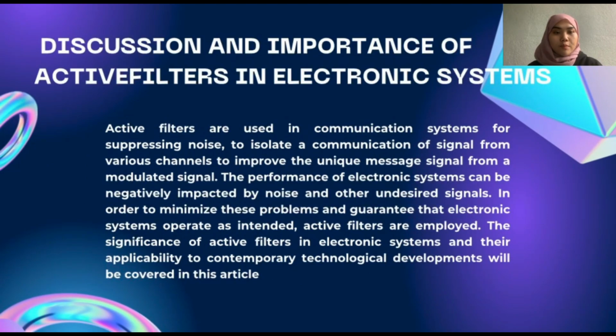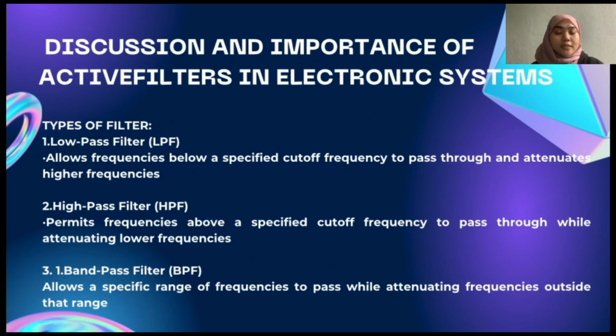Next is the discussion and importance of active filters in electronic systems. Active filters are used in communication systems for suppressing noise to isolate a communication signal from various channels, to improve the unique message signal from a modulated signal. The performance of electronic systems can be negatively impacted by noise and other undesired signals. In order to minimize this problem and guarantee that electronic systems operate as intended, active filters are employed. The significance of active filters in electronic systems and their applicability to contemporary technology developments will be discovered in this article.